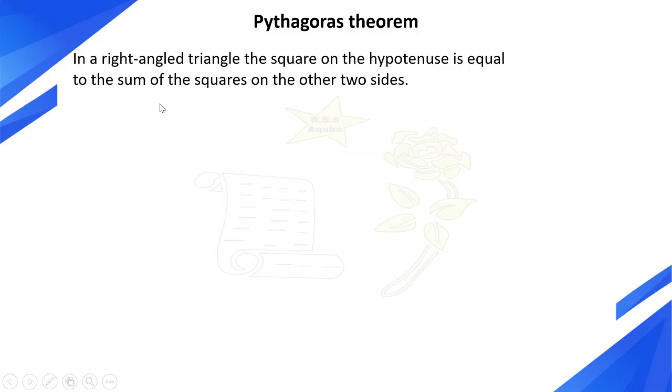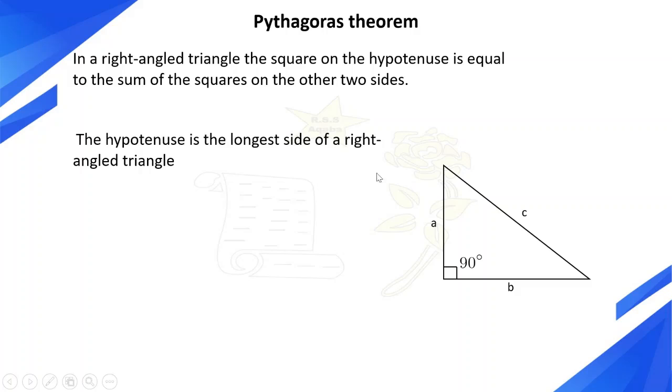In a right-angled triangle, the square on the hypotenuse is equal to the sum of the squares on the other two sides.